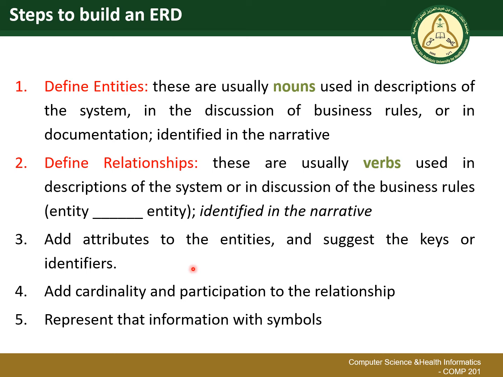Add the attributes to the entities, the fields, and suggest the key or the identifiers, which of the attributes will be used as a key identifier. Add cardinality and participation to the relationship, and represent that information with symbols in your diagram.